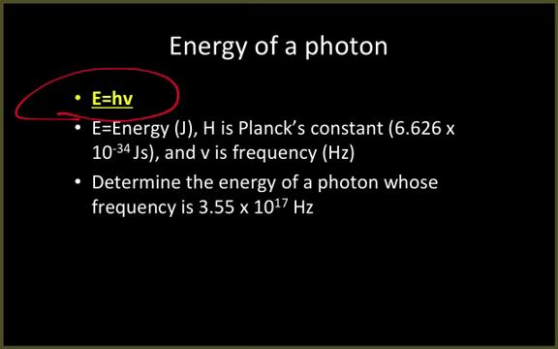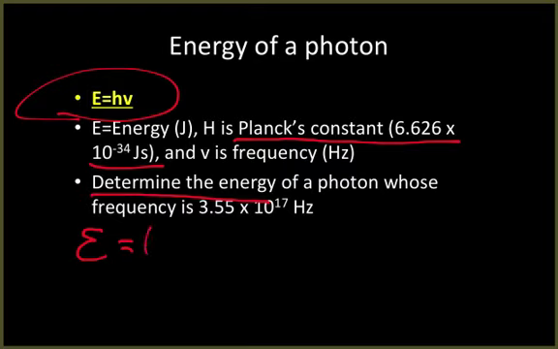So again, looking at our information, energy is in joules. H is always Planck's constant, which is listed there. And again, it's just a constant value. And V is for frequency. So if we know one out of the two variables, we can solve for the other. So plug it in. E, which is our energy, which is our unknown, so it's asking us to determine the energy, is equal to HV.